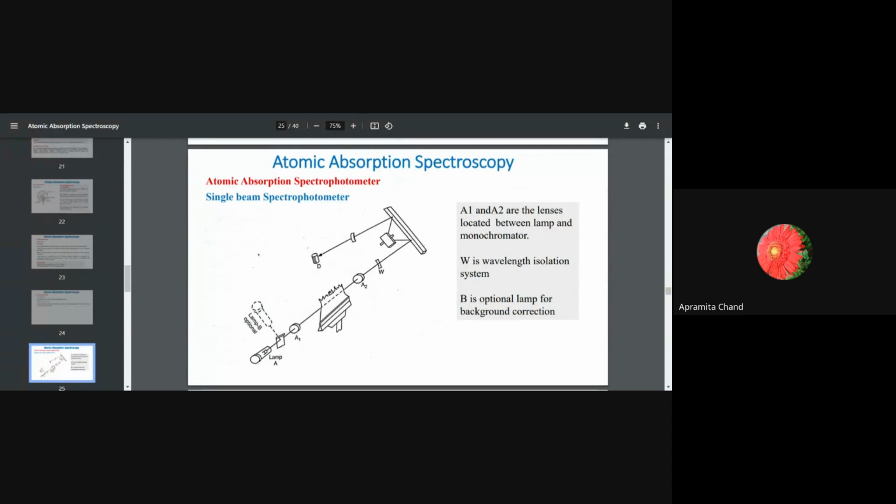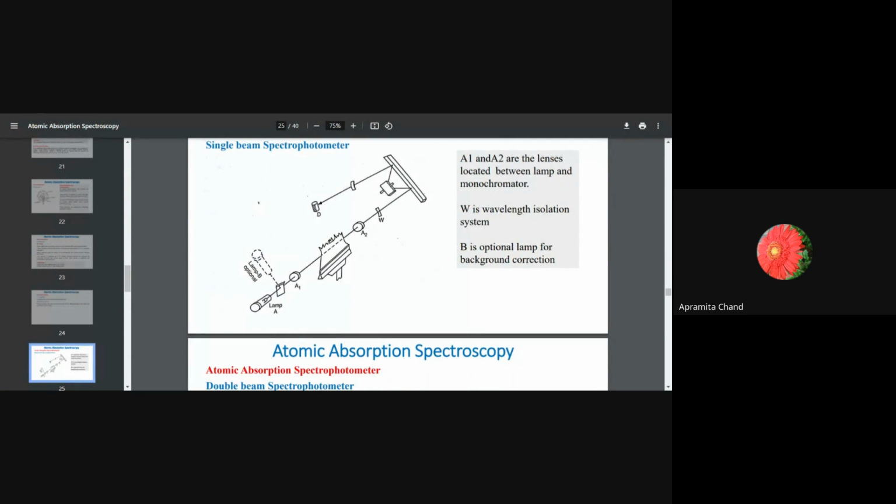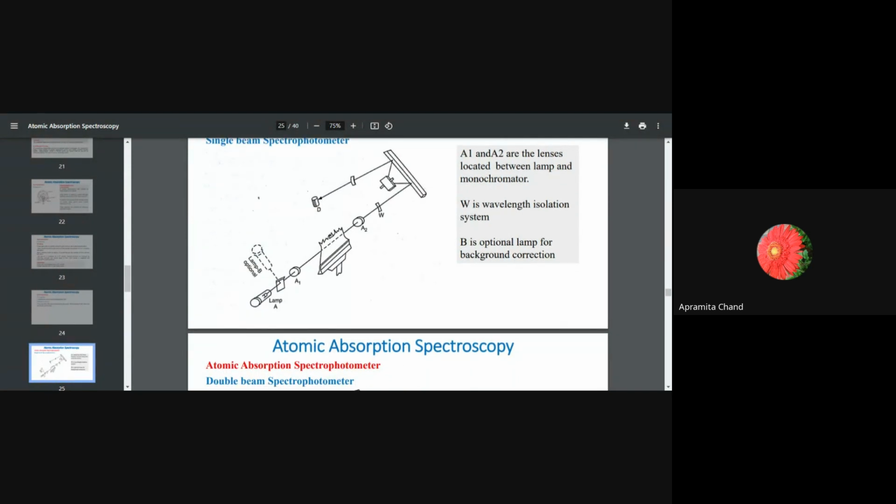Now, as in the case of UV visible and IR, we can have different types of spectrophotometer. So we have a single beam spectrophotometer or a double beam spectrophotometer. In a single beam, you have two lenses, A1 and A2, located between the lamp and the monochromator. W is a wavelength isolation system, which can be in the form of a prism or a grating. And there can be some background correction, so they will have an optional lamp setup.